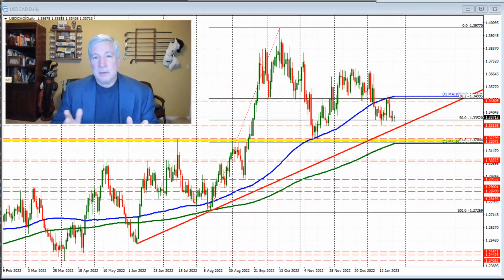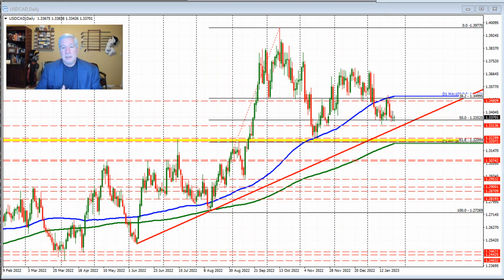I'm going to mix things up by starting with the dollar Canada today. Why? Because we have the Bank of Canada decision today. The expectations are for a 25 basis point hike to 4.5% from 4.25%.